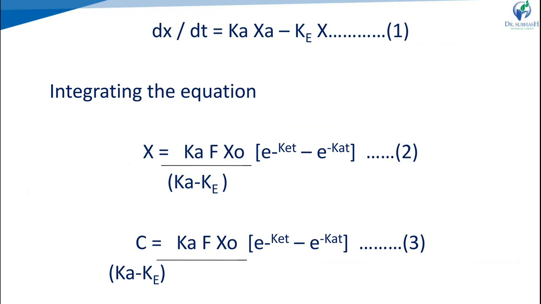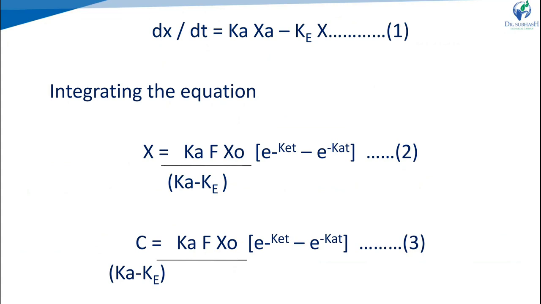Xa represents the amount of drug at the absorption site remaining to be absorbed, the ARA value, and Ka is the first order absorption rate constant, K is the first order elimination rate constant, and X is the amount of drug in the body. So on integration of that equation, it becomes X = KaFX0 divided by (Ka minus Ke), in the bracket, e raised to minus Ket minus e raised to minus Kat.